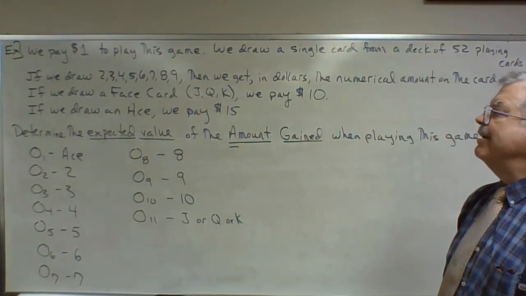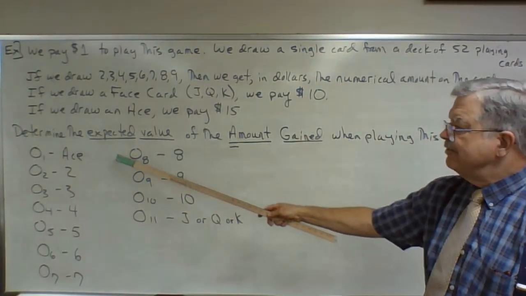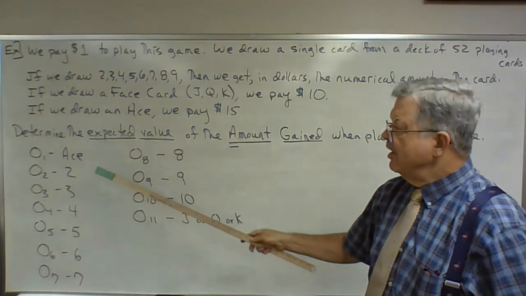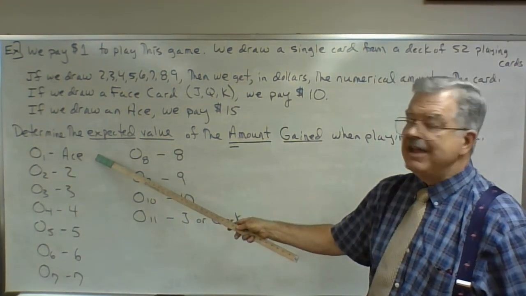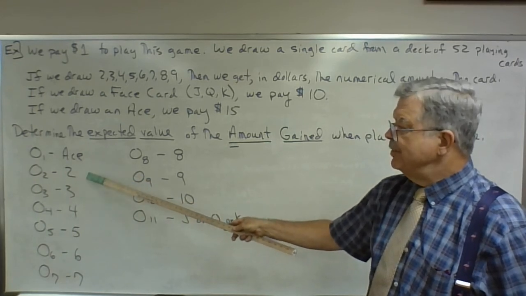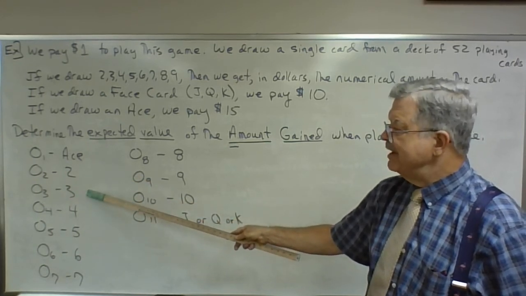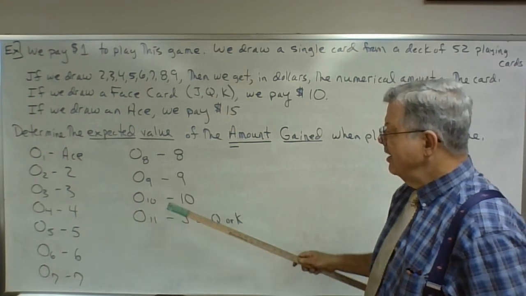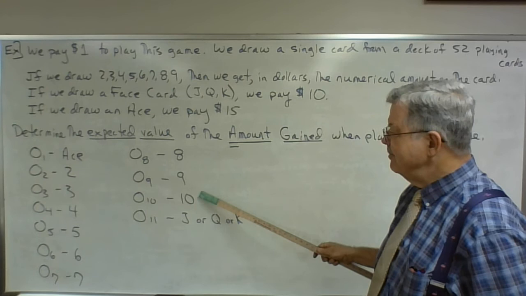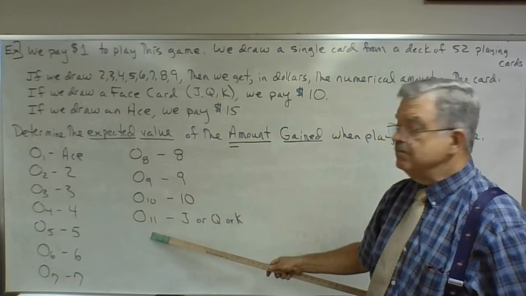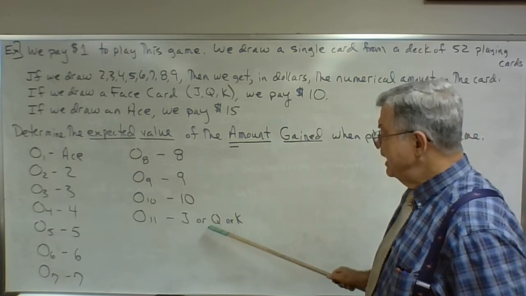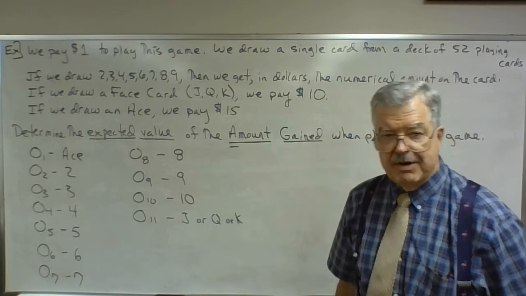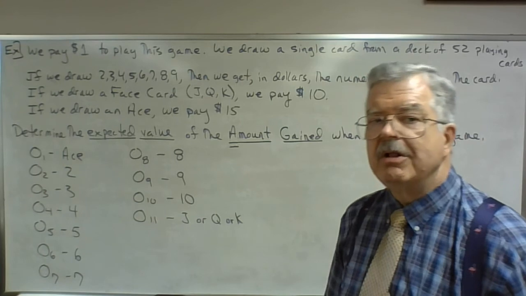Just for future reference, these are how we're going to denote the outcomes. O sub 1, we get an ace. O sub 2, we get a 2. O sub 3, we get a 3. O sub 4, we get a 4, and so forth. O sub 10, we get a 10. O sub 11, we get a jack, or we get a queen, or we get a king. So those are our outcomes. Not all equally likely.